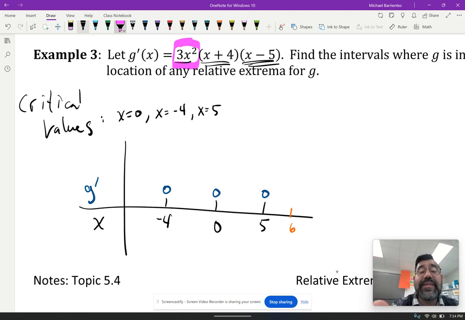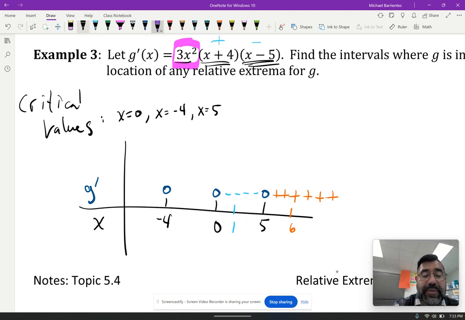If I substitute 6 into the second factor, I'm going to get a positive. If I plug 6 into the last term, I'm going to get a positive, and a positive times a positive is a positive. Great. Now pick a number between 0 and 5. I like to pick easy numbers like 1. So 1 plus 4, that's positive 5. 1 minus 5, that's negative 4. If you multiply negative times positive, you're going to get negative.